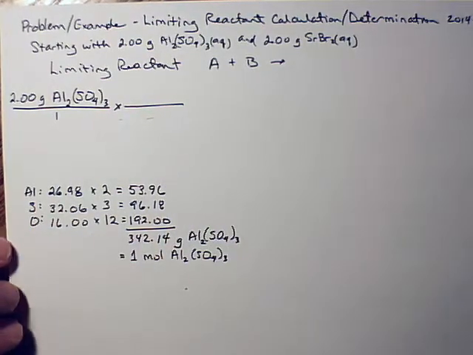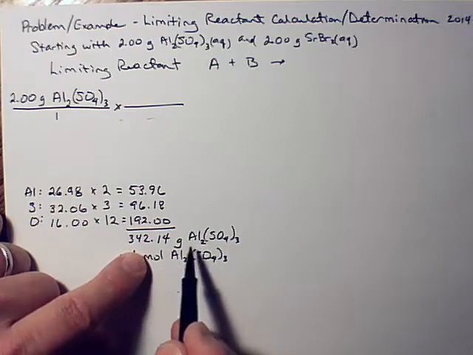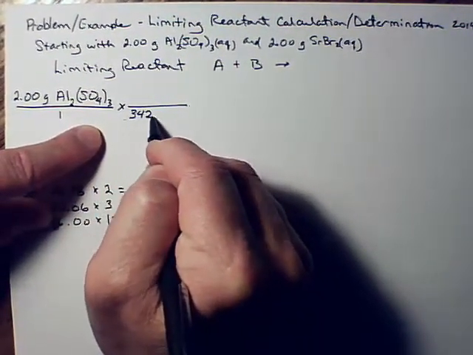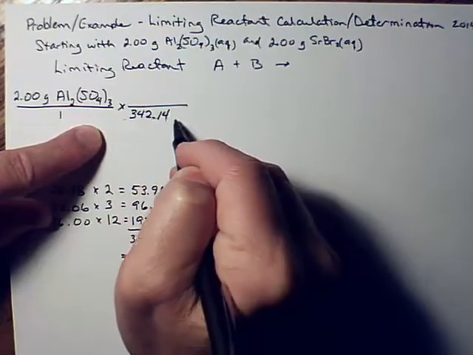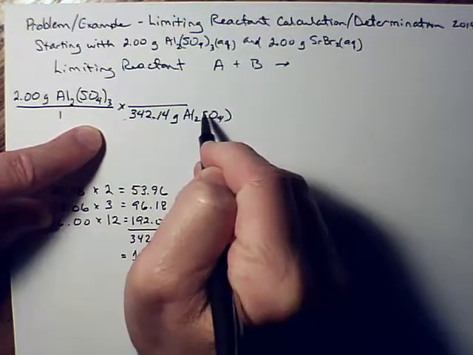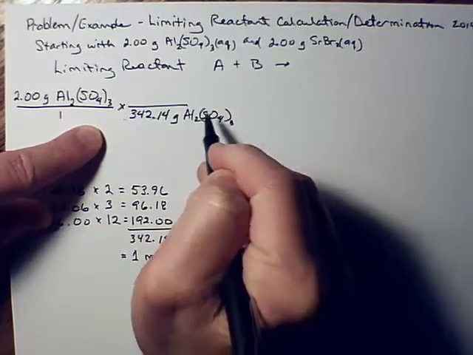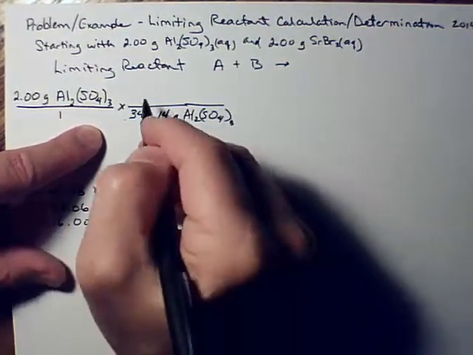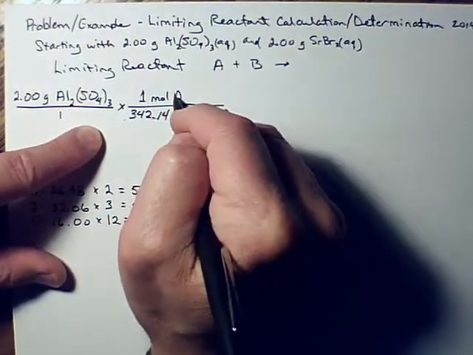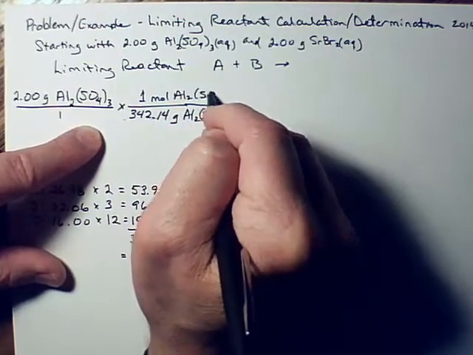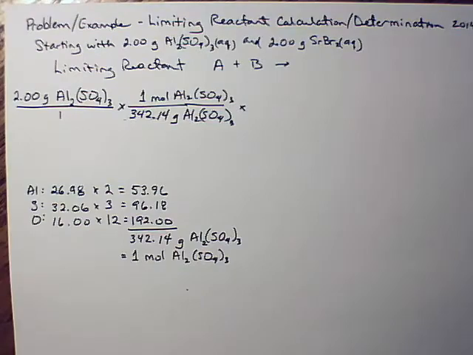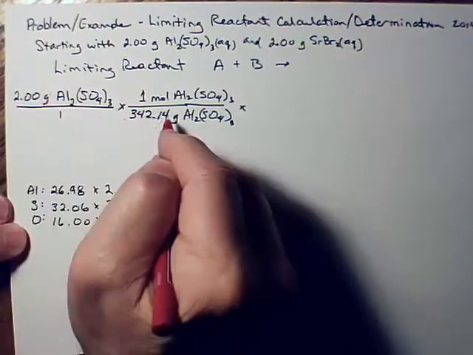So when we multiply, we're not changing the amount of stuff, we're changing the way we measure it. That's all we're doing. So we want to put the mass that we calculated on the bottom, 342.14 grams of aluminum sulfate. And then we're going to put the 1 mole on the top. And cancel as we go along so we can keep up with where we are.